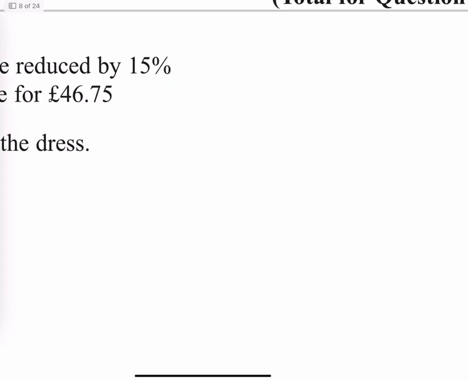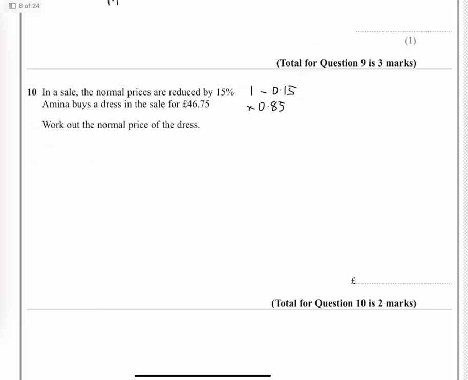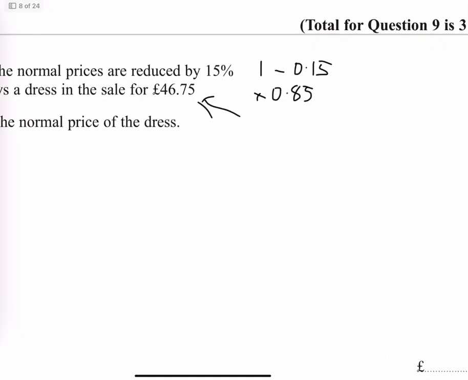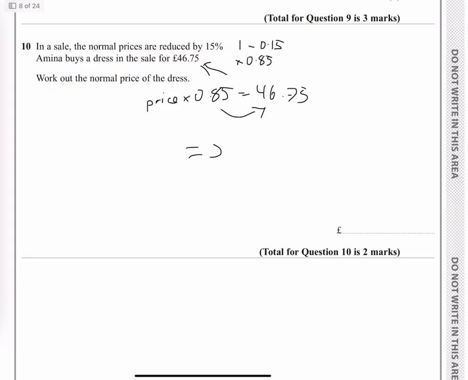Okay, well, if prices are reduced by 0.15, we take 1 and then we minus 0.15 off it. So this is equivalent to timesing it by 0.85. Which means if it's worth that much, we have price times 0.85 equals 46.75. So we then divide this by 0.85 to find the normal price of the dress. So 46.75 divided by 0.85, we get 55. And we move on.